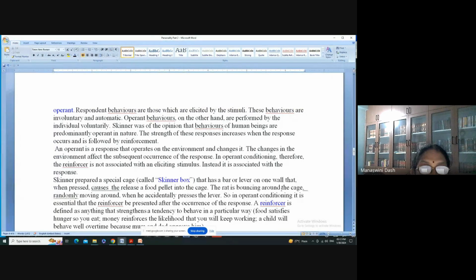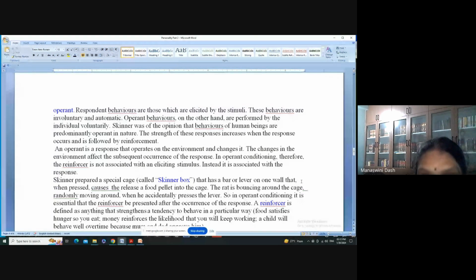An operant thus is a response that operates on the environment and changes it. That is operant. The changes in the environment affect the subsequent occurrence of the response. And in operant conditioning, therefore, the reinforcer is not associated with an eliciting stimulus. Instead, it is associated with the response.